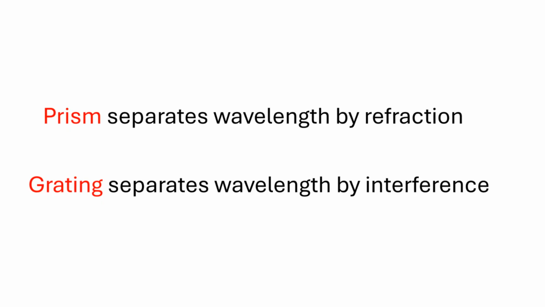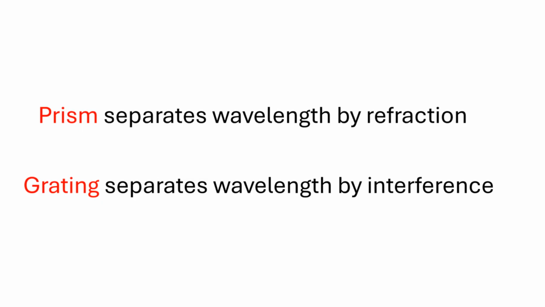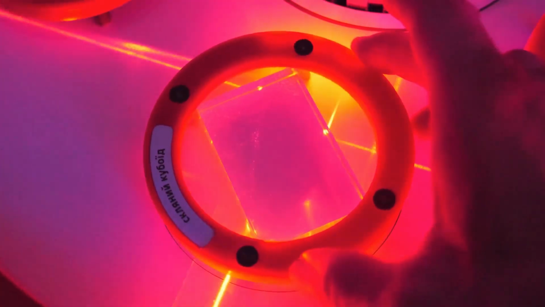A diffraction grating, on the other hand, works by interference. It has thousands of tiny, evenly spaced grooves, and when light hits these grooves, each groove acts like a tiny secondary source. The waves leaving the grating overlap with each other, and depending on the wavelength, they interfere constructively at specific angles. This is why gratings create those sharp, well-separated spectral lines. So while prisms separate wavelengths by refraction, gratings separate them by interference.